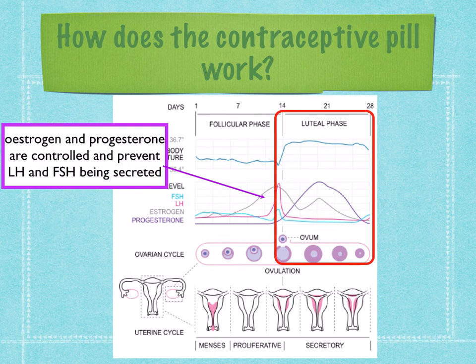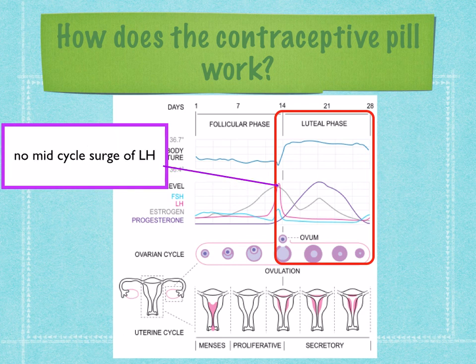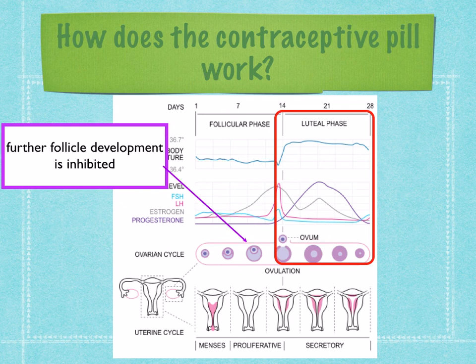So looking at what happens in terms of hormones, you've got the synthetic progesterone affects the hypothalamus, and this inhibits the release of gonadotrophin-releasing hormone, GnRH. This decreases the secretion of both FSH and LH from the anterior pituitary gland. So this prevents the development of the follicles in the ovary. This means that the luteal phase is mimicked. So there's no mid-cycle surge of LH. Therefore, there's no ovulation. And because there's a decrease in FSH, further follicle development is also inhibited.